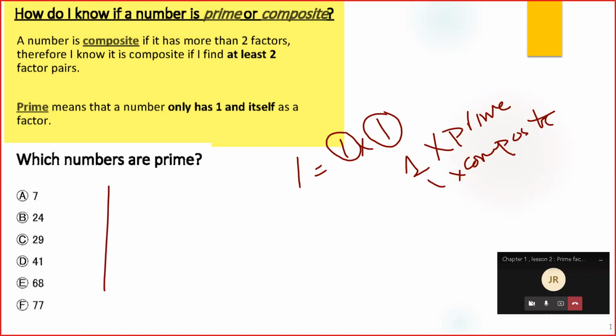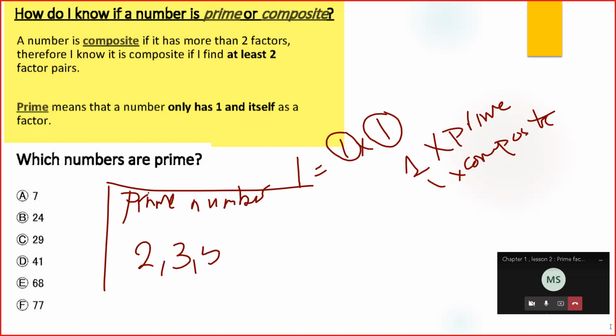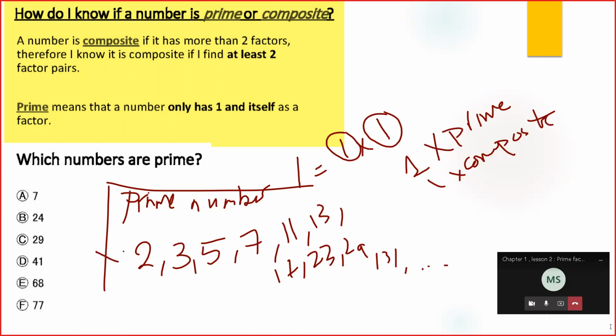Here you have to know something. The prime numbers are 2, 3, 5, 7, 11, 13, 17, 23, 29, 31, and so on. You start from 2.